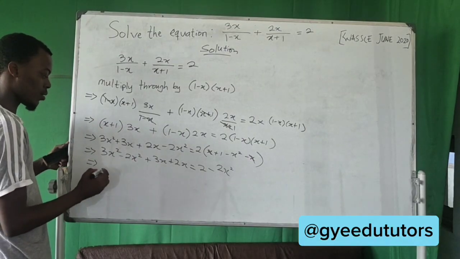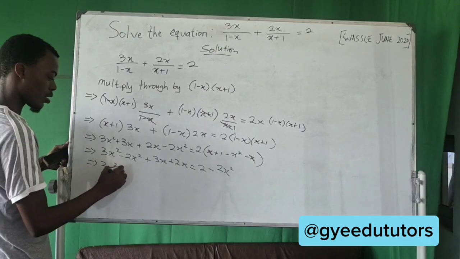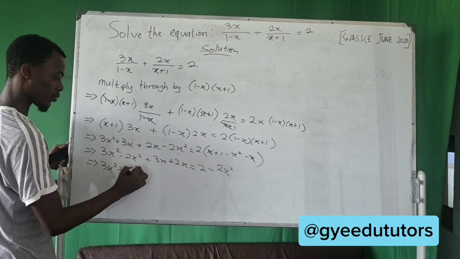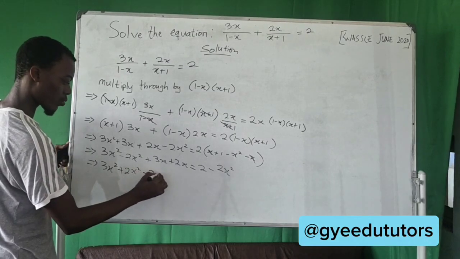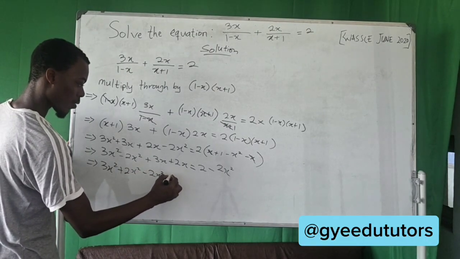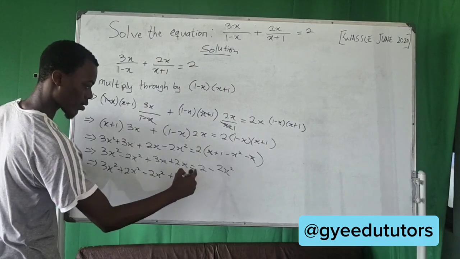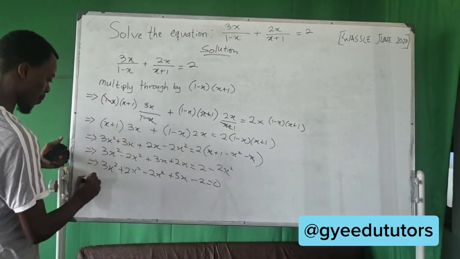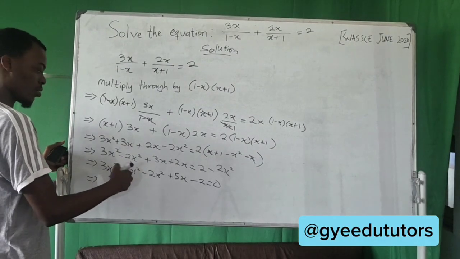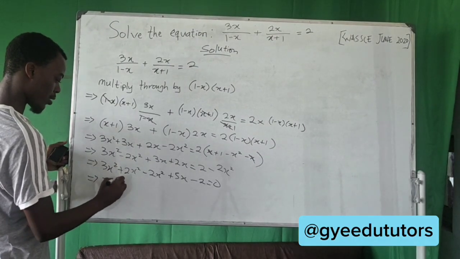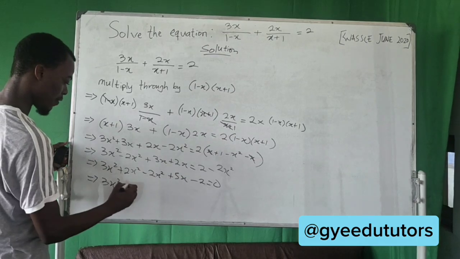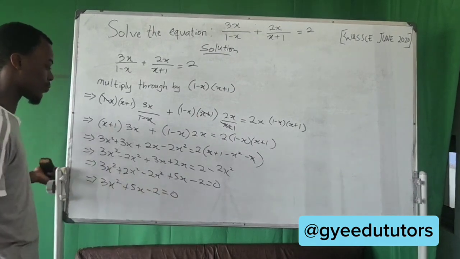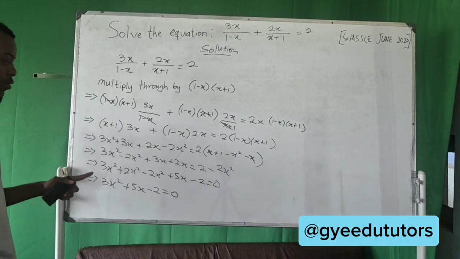We group like x now. So now we have 3x squared. This goes to the other side, becomes plus 2x squared minus 2x squared plus 5x minus 2 equal to what? 0. This is the same as 3x squared plus 5x minus 2, which is equal to what? 0.